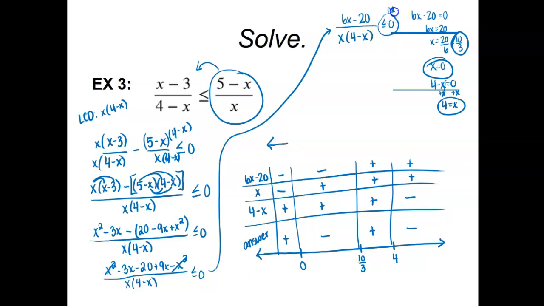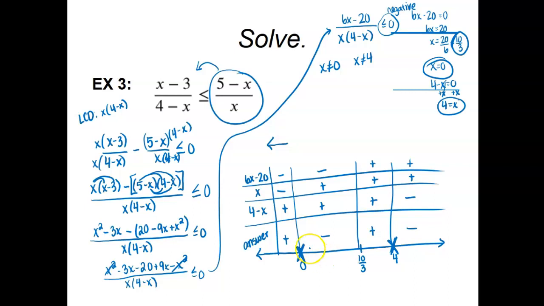So that means negative is your answer. However, you do have some excluded values here. So x cannot equal 0 and x cannot equal 4 because either one of those values would give you 0 in the denominator. So we've got an or equal to here, but 0 cannot be an answer and 4 cannot be an answer. So if those end up being part of our answer, then we're not going to include those values because they're going to give us an undefined value for our problem.